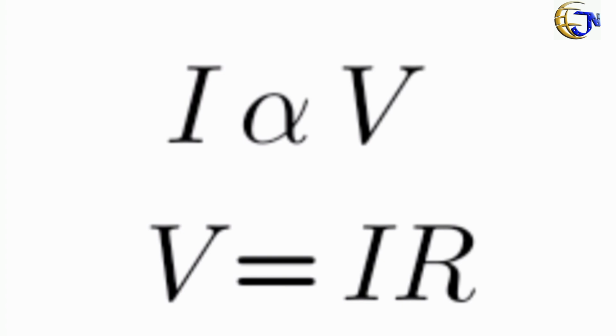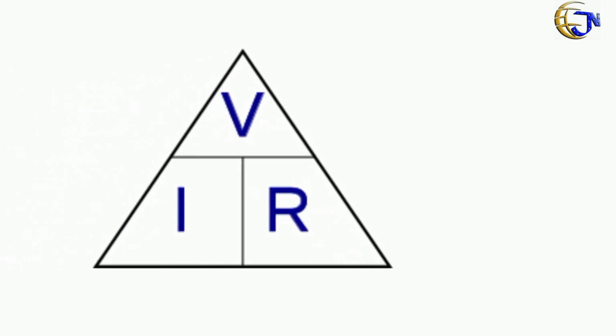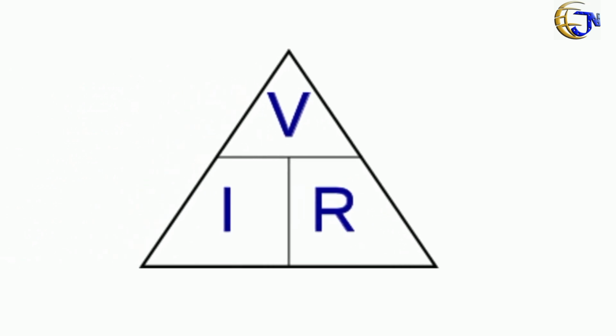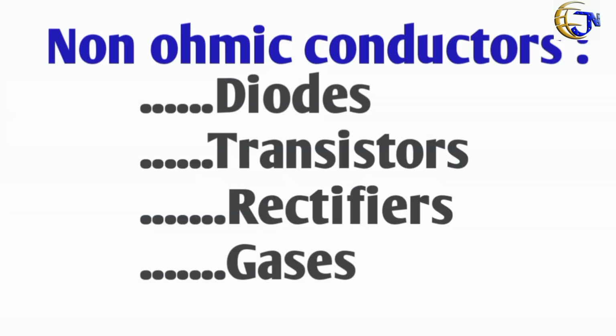And remember that there are ohmic conductors and non-ohmic conductors. Conductors that obey Ohm's law are called ohmic conductors. Non-ohmic conductors are conductors that do not obey Ohm's law. Examples are diodes, transistors, rectifiers, and gases. They are non-ohmic conductors. They do not obey Ohm's law.